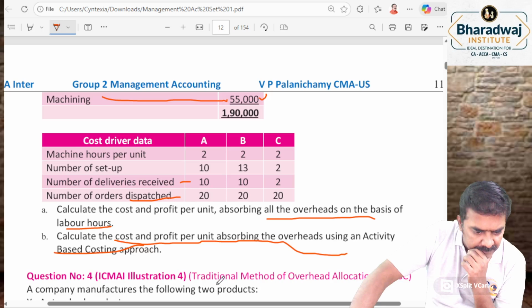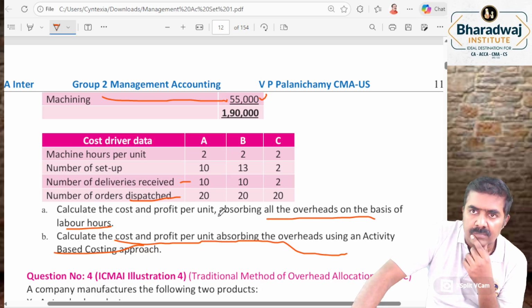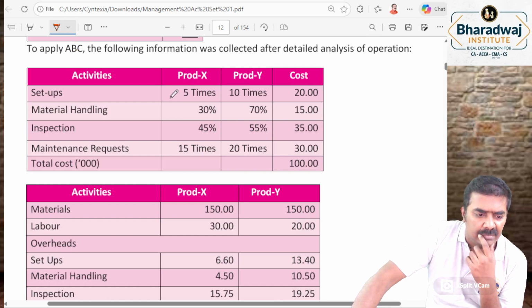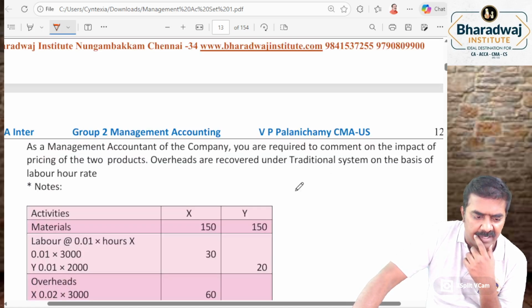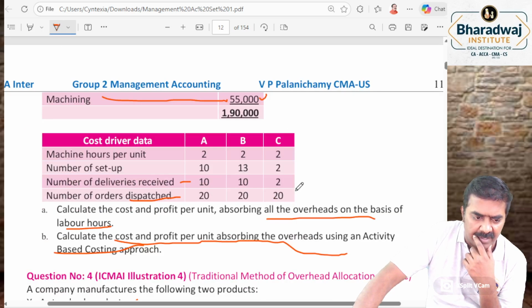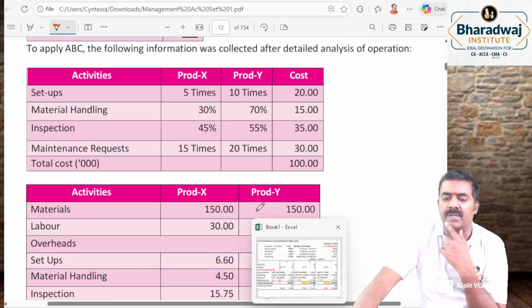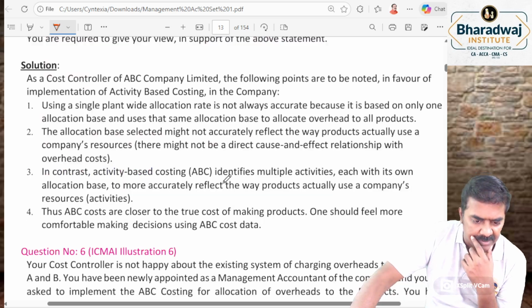Wait for me. This is question number 3. Look at a company manufacturing 2 products, X and Y. Material they have given, labor they have given, overheads they have given. Now they have given setting up cost, machine handling cost, inspection cost, all those things. Then they would have assigned the cost and the money. So hereafter, in activity-based costing, you will be given 2 methods. Look at this question.